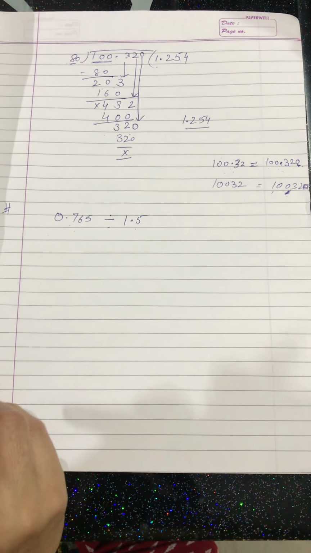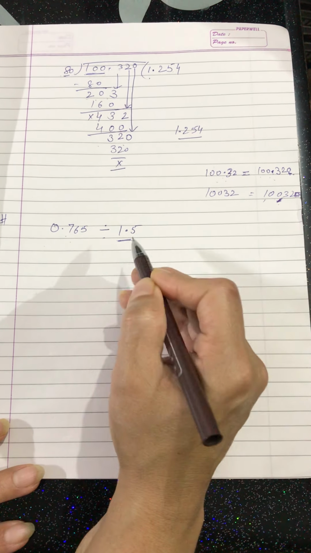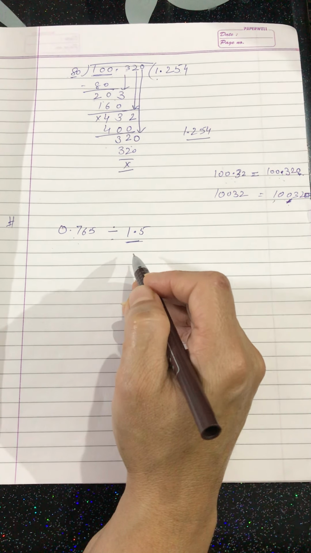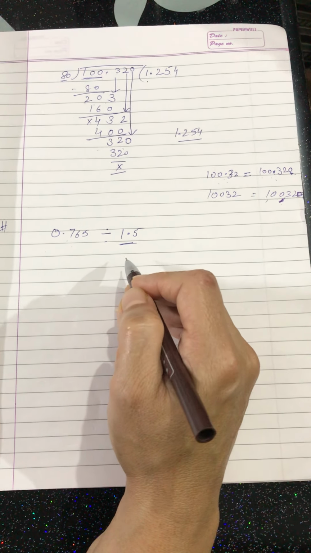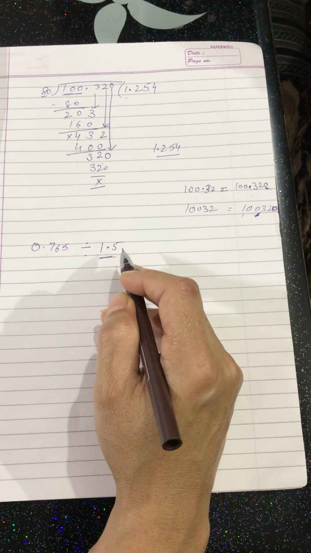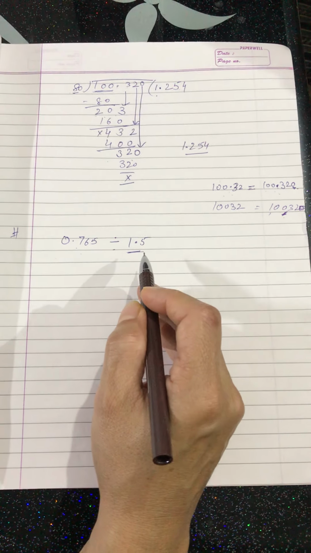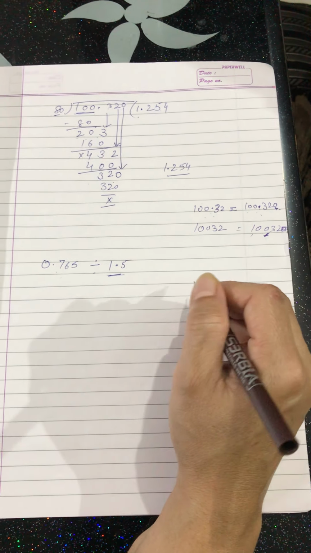But before doing the long division, mind that there is a decimal sign in the divisor. If there is a decimal in the divisor, we cannot do the long division. We have to remove the decimal sign from the divisor. It can be in the dividend, but it cannot be in the divisor. So first of all, I am doing it by the long division method.